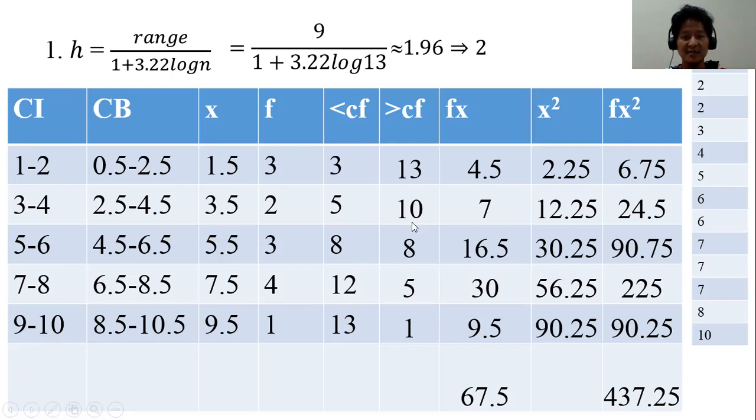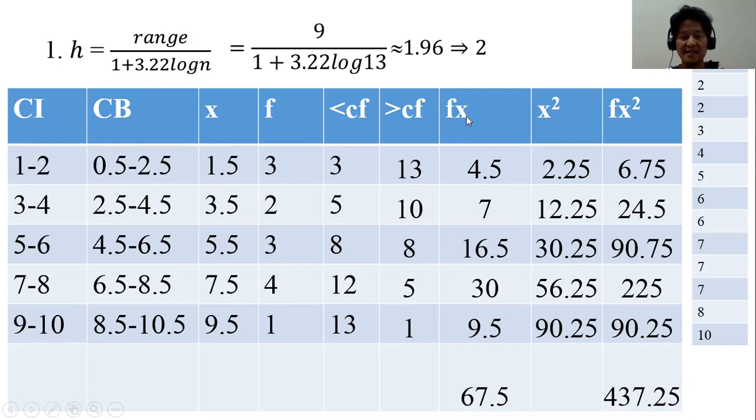Greater than cumulative frequency is the reverse. We start from the highest, copy it, and then add the next frequency. So next is 5 plus 3, that's why we have 8, and then 8 plus 2, we have 10, and then 10 plus 3, we have 13.